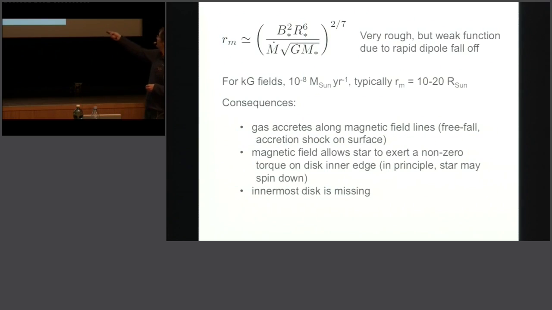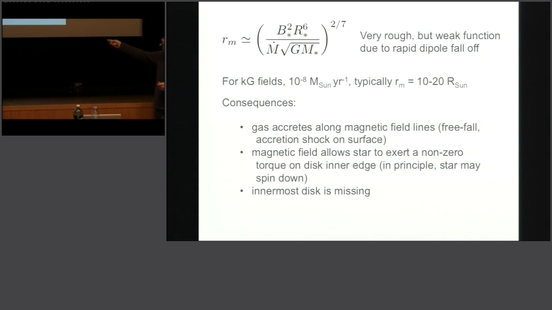Okay, so here it is. This, I should say, is a very rough calculation. There are many ways you can do this calculation. You'll get basically the same scaling numbers, but you'll get different prefactors in front of that expression. But it's useful nonetheless because of this weak function, which ultimately derives from the fact that the dipole field strength is falling off very, very rapidly with distance from the star. So however you do this estimate, all the uncertainties get swept into that very rapid fall-off, and you get reasonably similar numbers for your prediction for where the magnetosphere is.